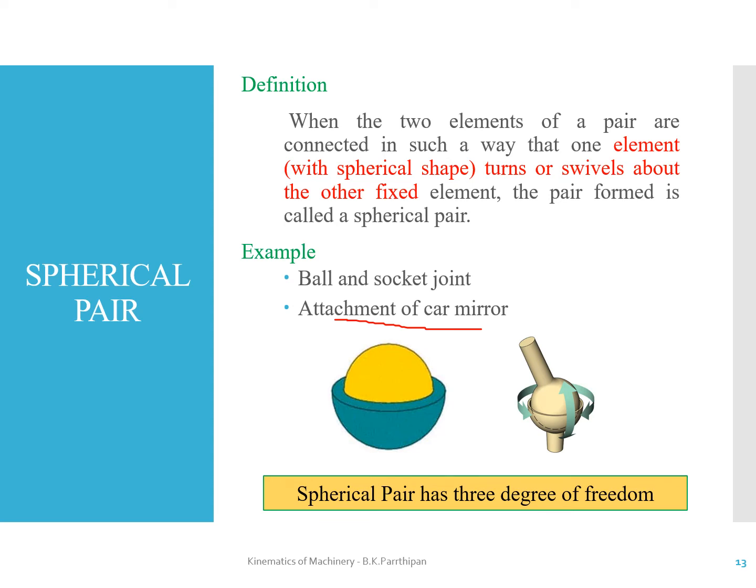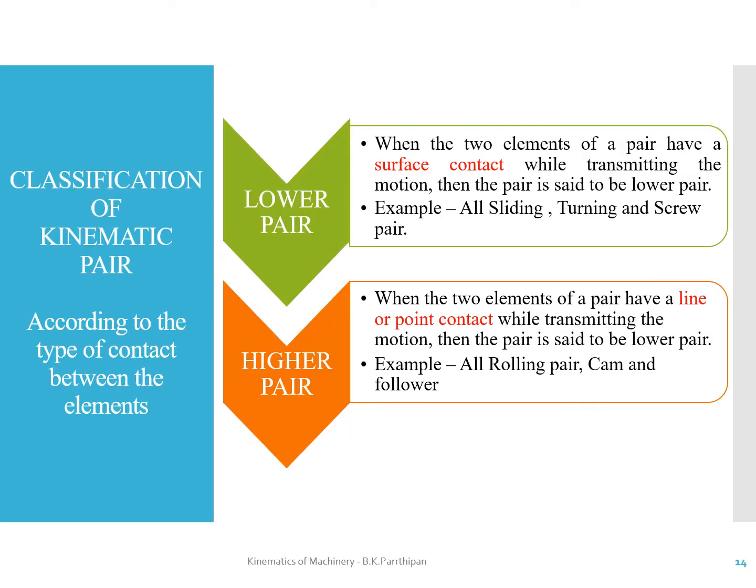Now we go to the next classification of kinematic pair, according to the type of contact between the elements. Based on the contact between the elements, kinematic pairs are classified into two types: first, lower pair, and second, higher pair. When two elements of a pair have surface contact while transmitting the motion, the pair is said to be a lower pair. Sliding, turning, and screw pairs are examples of lower pairs.